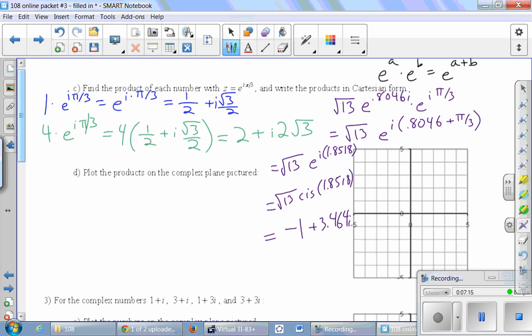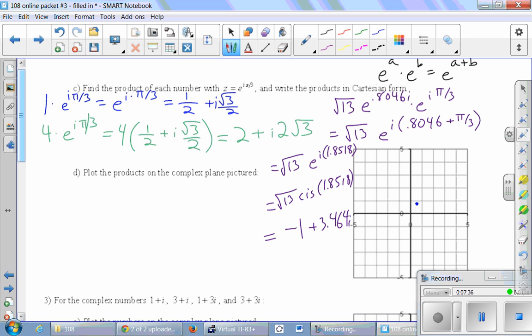Plot the products on the complex plane pictured. All right, so we'll keep our colors. So the first one is 1/2 plus I root 3 over 2. So root 3 over 2 you should type into the calculator. You get about 0.866. So we go 1/2 to the right and about 0.86 up, and we land somewhere around there.